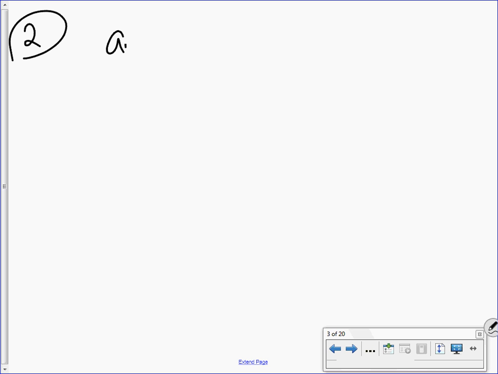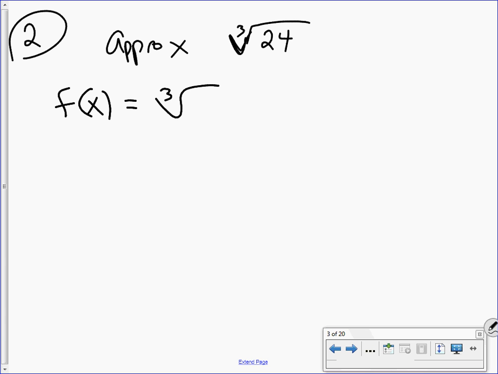So let's say we're asked to approximate the cube... wait, the cube root of 27, we know that. Okay, 24. All right, fine. No, we're going 24. Okay, we're going to approximate the cube root of 24 with a linearization. Now, first of all, identify the function. What would the function be? Cube root of x. You just replace the number there that was plugged in.